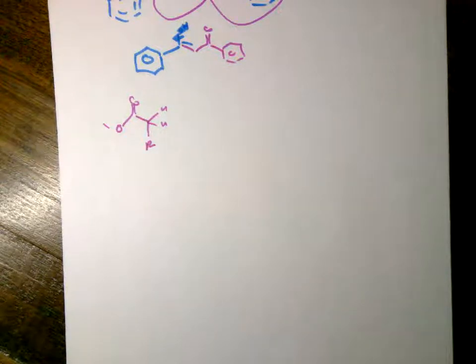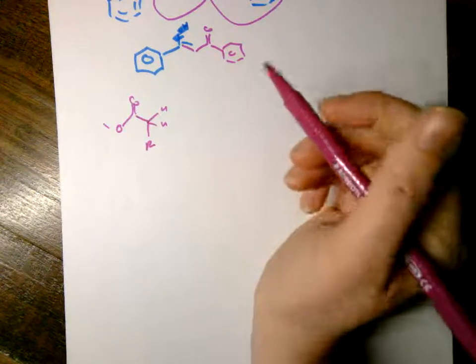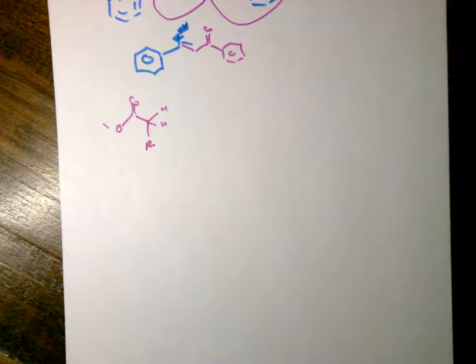But basically, Claisen condensation is the same thing. You have an ester and you turn it into an enolate.